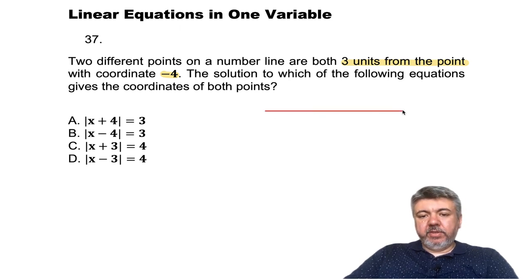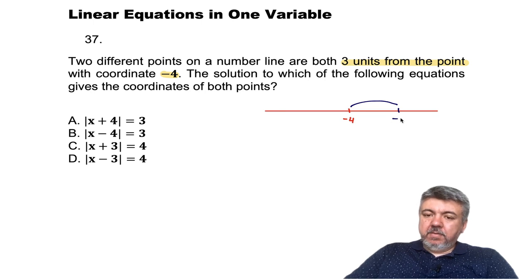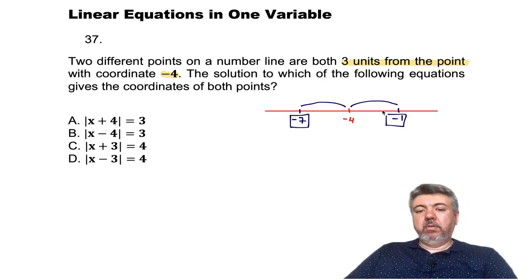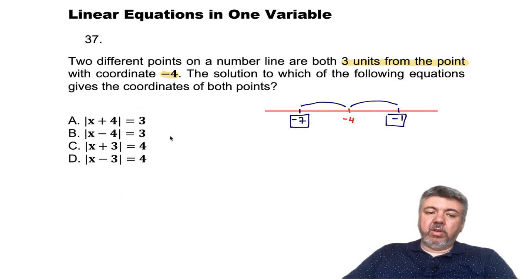Let me draw the picture. We have -4. It says 3 units away, like 3 units to the right and 3 units to the left. So these two numbers should satisfy the equation. You can do it by just substituting these into the equations, or let me explain the idea here.